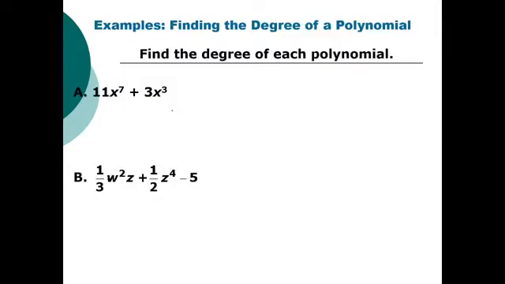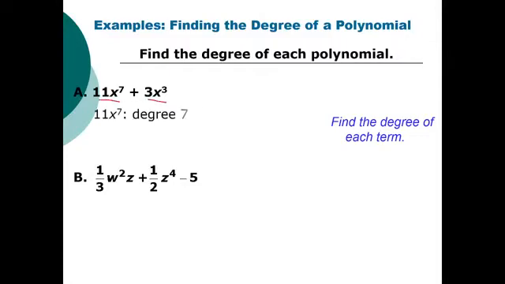Okay, let's have these examples. Let's find the degree of each polynomial. For letter A, find the degree of each term. What's the degree of the first term? The degree of the first term is 7. The degree of the second term, it's 3.